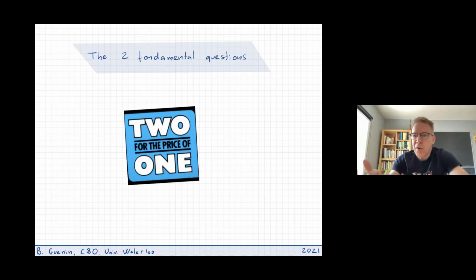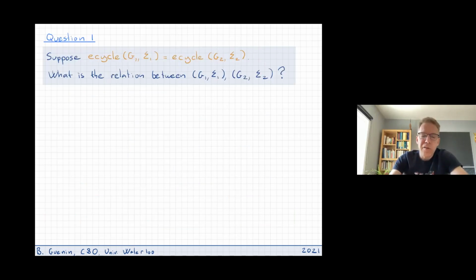All right, so now I want to move on to a generalization of Seymour's theorem. There are going to be two questions, one which involves cuts and one which involves cycles. But we'll see that those two questions turn out to be the same.